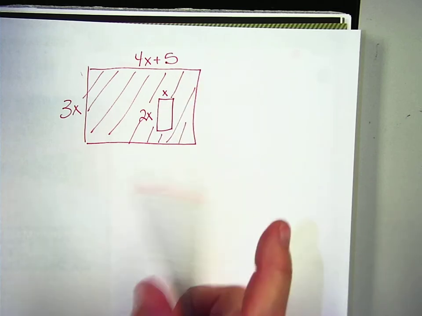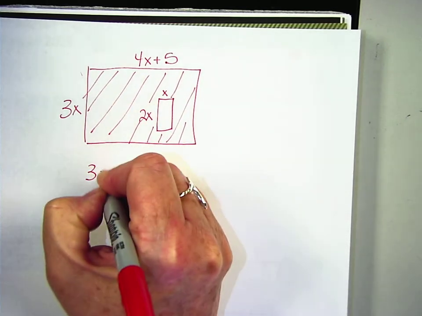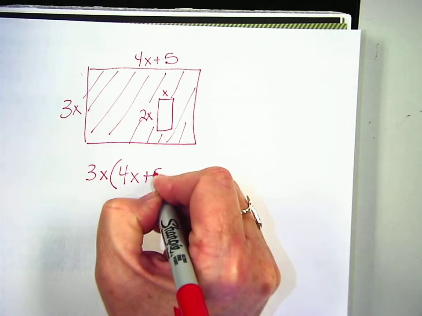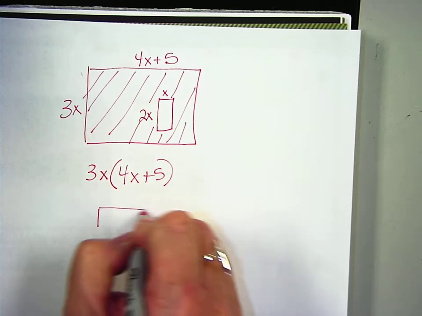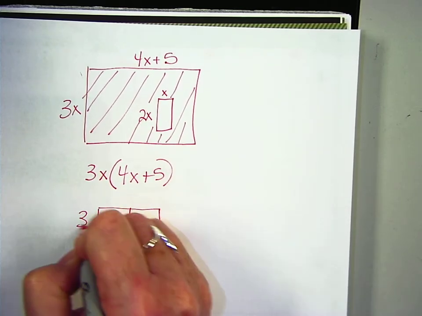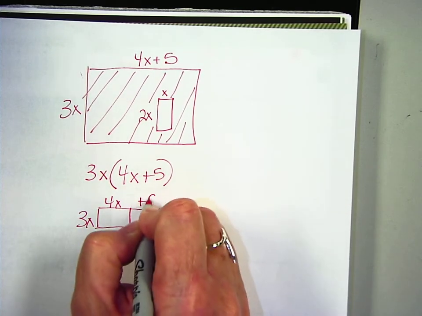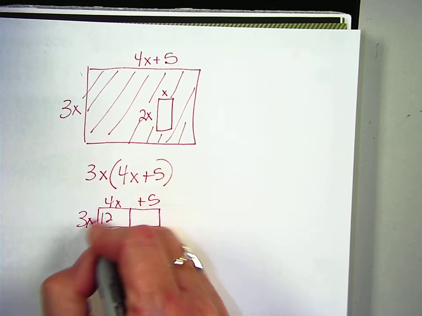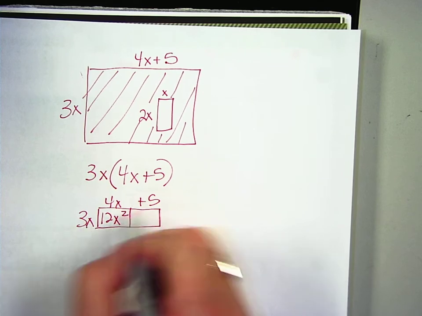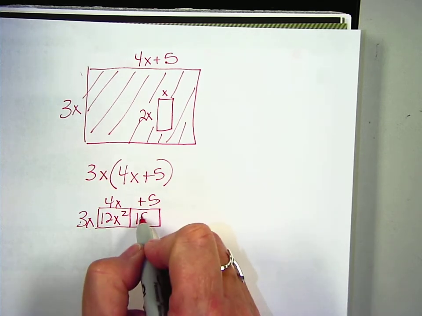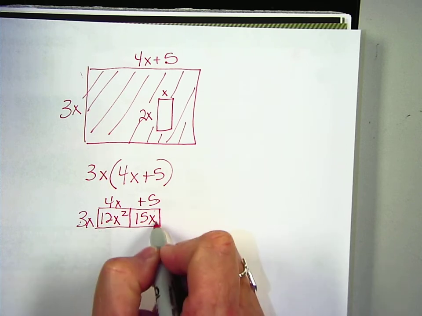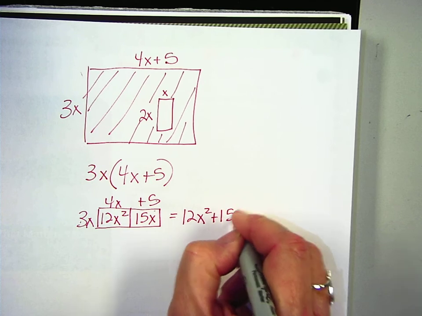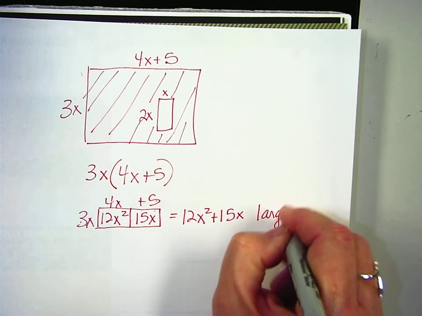times the width, which would be 3x times 4x plus 5. That's the length and the width. It's a monomial times a binomial. Which would be 3x times 4x is 12x squared. 3x times 5 is 15x. Combine everything inside here. They're not like terms, so 12x squared plus 15x would be the area of the large rectangle.